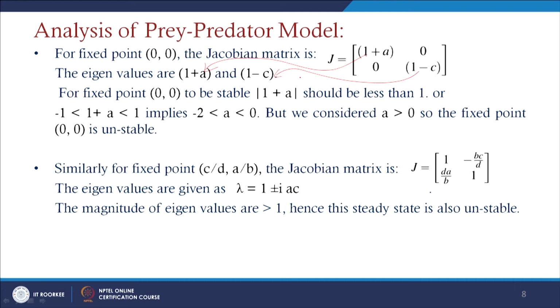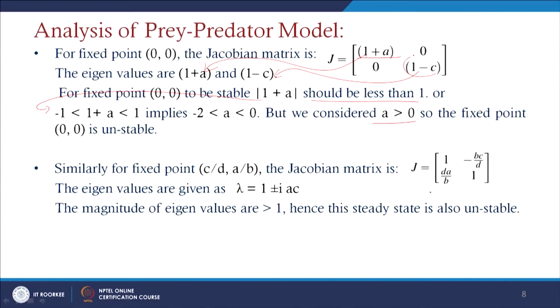For the fixed point (0, 0), it is said to be stable if the absolute value of 1 plus a is less than 1. With simple manipulation, minus 1 is less than 1 plus a, which is less than 1. This implies that a should lie between minus 2 and 0. But if we consider a greater than 0, the fixed point (0, 0) is unstable, since it will give a positive value there.